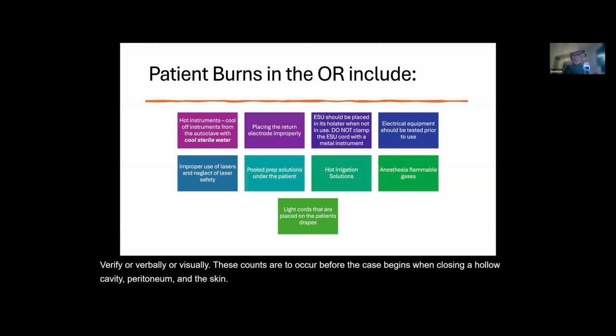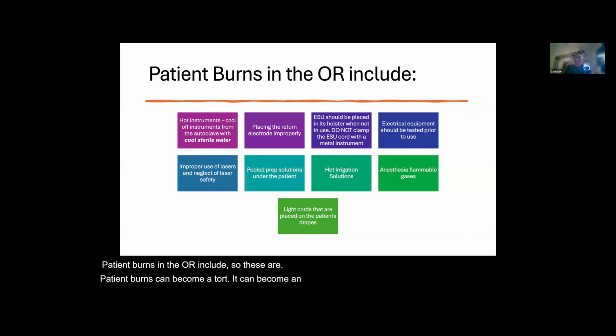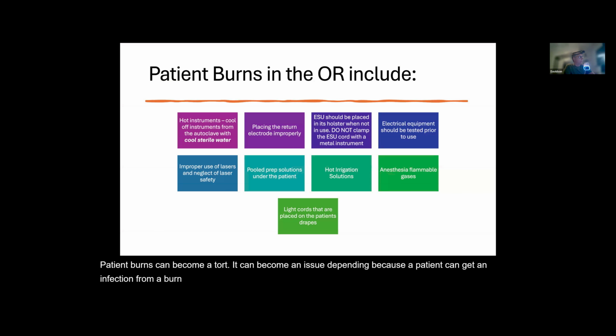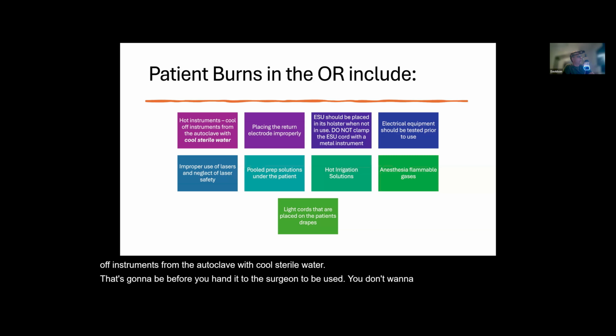Patient burns in the OR can become a tort. It can become an issue because a patient can get an infection from a burn. And if it was something that was negligence, they can become a big deal, especially if it causes an infection, like in an older patient or an open wound. So hot instruments, you're going to cool off instruments from the autoclave with cool, sterile water. That's going to be before you hand it to the surgeon to be used. You don't want to hand them something that's really hot.